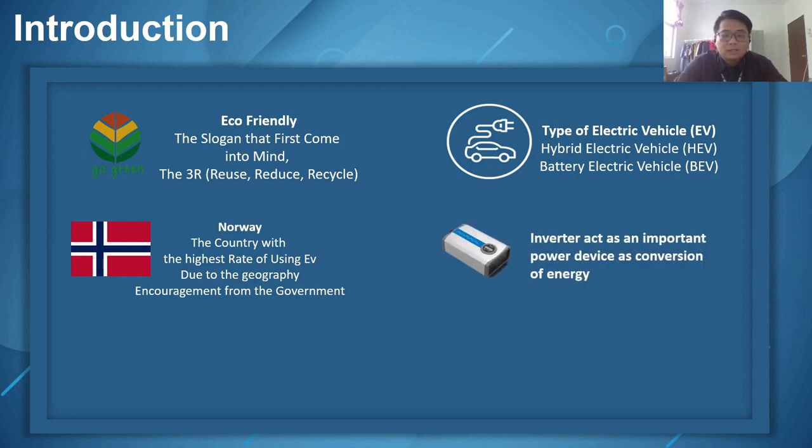The next thing is that there are a lot of important power devices inside an electrical vehicle. An inverter is one of the important power devices in the electrical vehicle. This inverter is in charge of the conversion of energy, which is to convert the DC current generated by the battery to the AC current to drive the three-phase motor of the electrical vehicle.